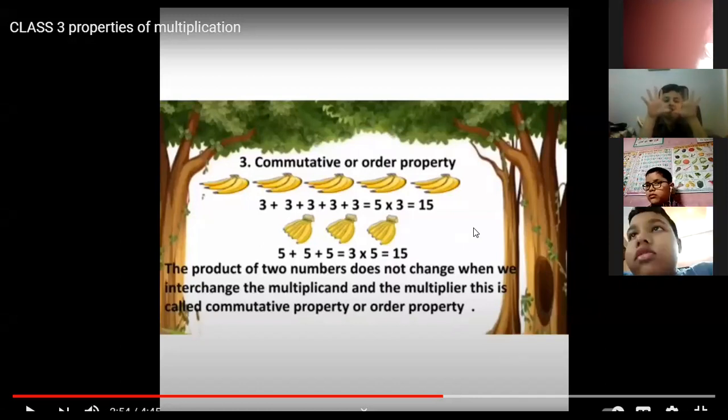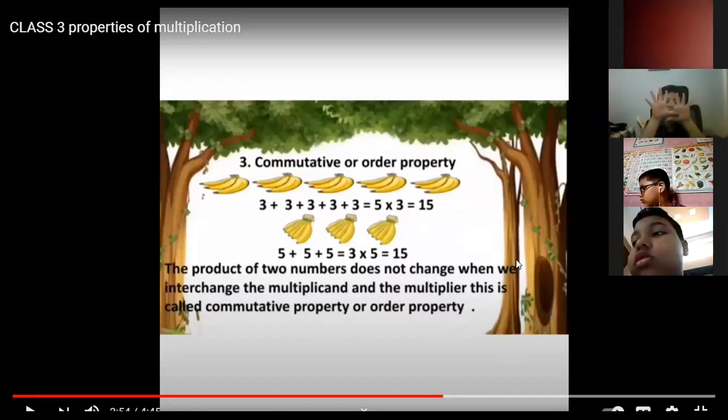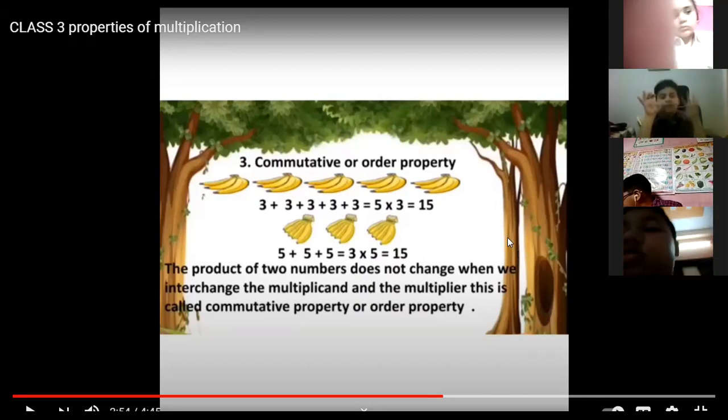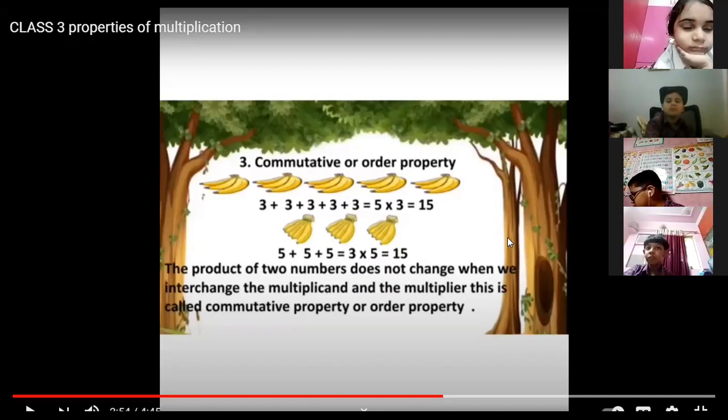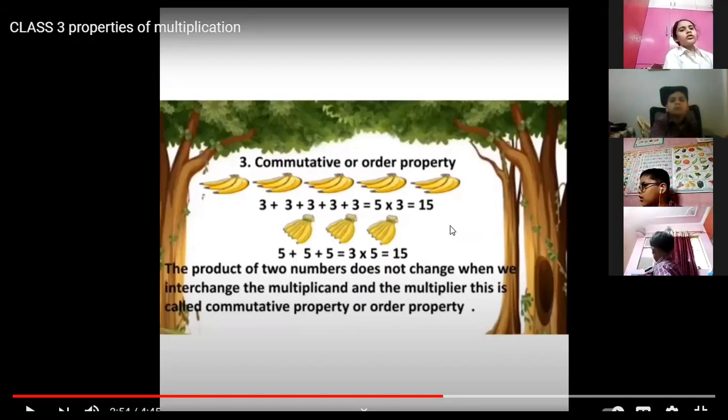So beta, in both the examples our answer is exactly the same, that is 10. Yes or no? Yes. So beta, this is the way to change the order of the numbers. Simply we change the order, and still we observe that our answer is the same. Okay beta, so these are three different properties, and now it is your turn to ask your queries according to these properties.